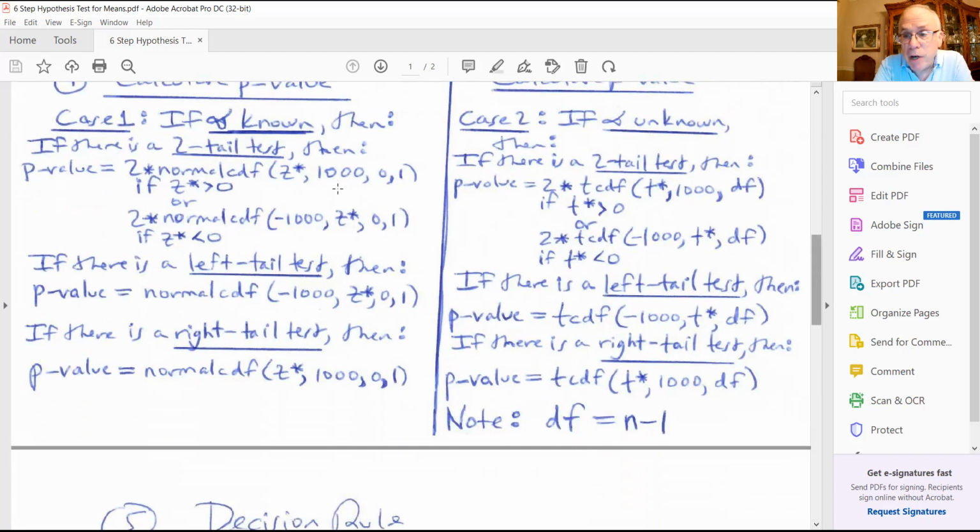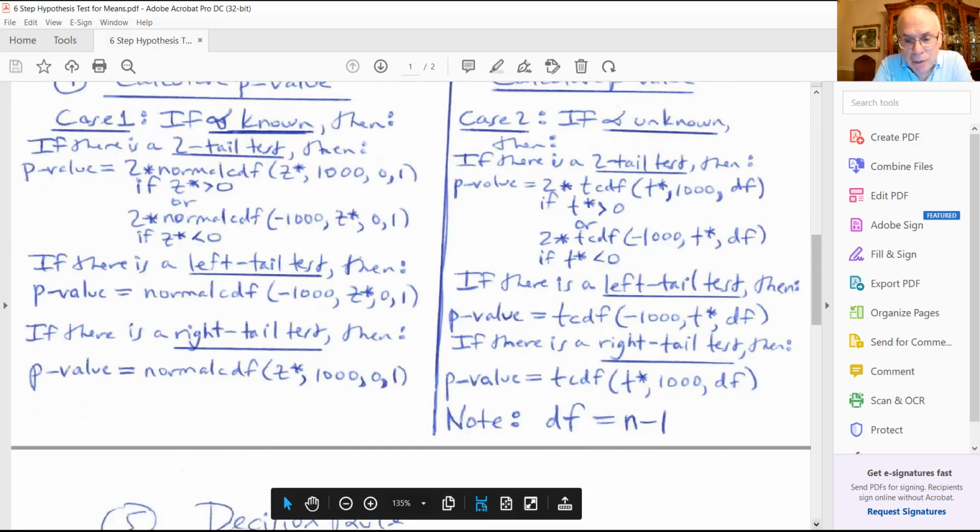Now you may ask, what if I make the mistake in the final exam and use normal CDF instead of TCDF? You get points off, unfortunately. It has to be perfect. The syntax has to look this way, right? Okay. So that's it. Now, what's step number 5?